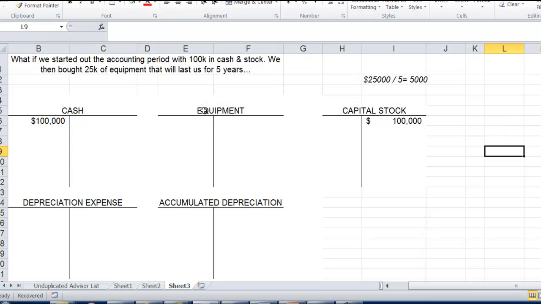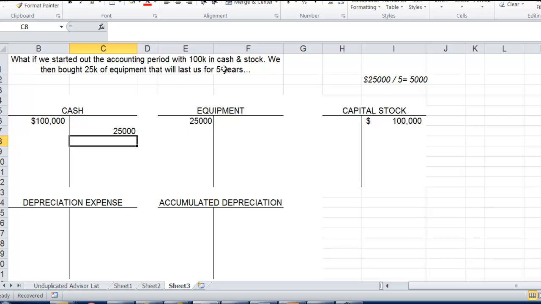Okay, so let's further our example with the $25,000 piece of equipment that's going to help us make dry erase markers that we're going to sell. So we started out with $100,000 of cash and $100,000 of capital stock. So as we purchased $25,000 of equipment, equipment's going up with a debit, cash is going to go down with a credit. That makes sense to us.